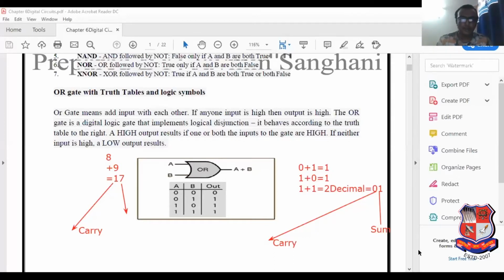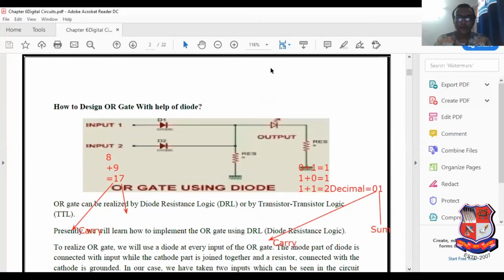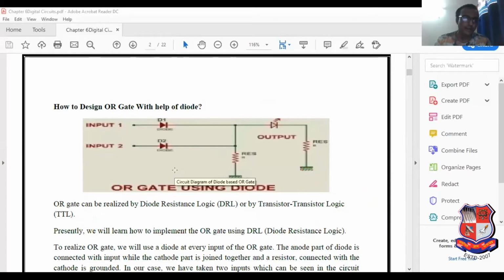Now we have switched over to the point of how to develop an OR gate using diodes. See, this is the D1 diode, this is the D2 diode. Now if we apply 0 input here, and here also I have applied 0 input. I have explained the first figure with the help of the whiteboard, so you will be able to understand.